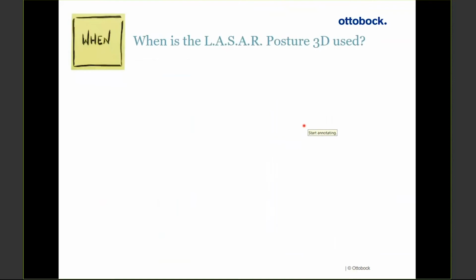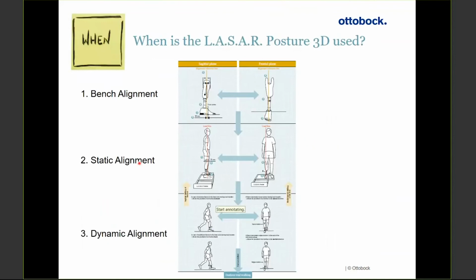So when is the L.A.S.A.R posture 3D used? In prosthetics, we're very familiar with 3 stages of alignment. Our bench alignment is when we are establishing a pure relationship between the socket and the foot. And we would recommend that you always follow the manufacturer's guidelines for your bench alignment, because the manufacturer knows how best to set up the foot or the knee, whatever case it might be, depending on how it's designed.